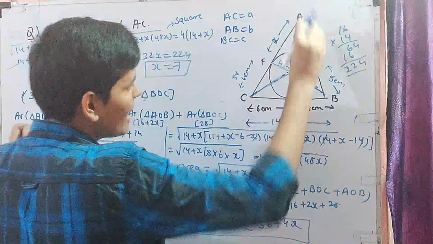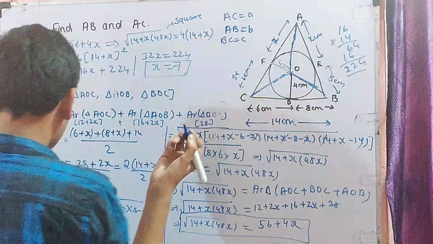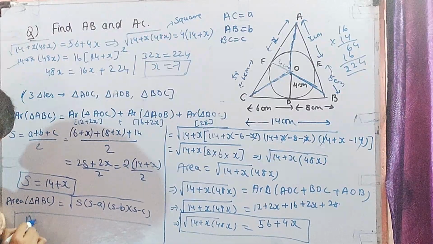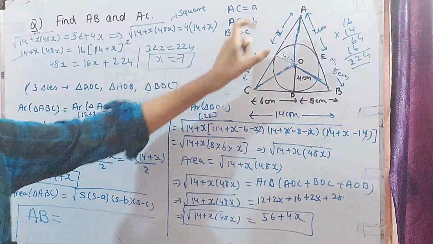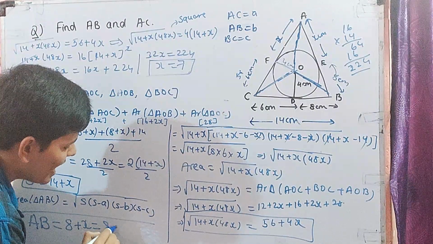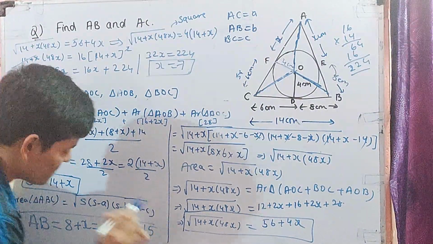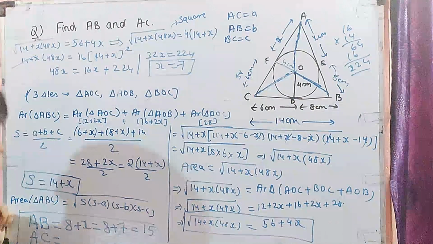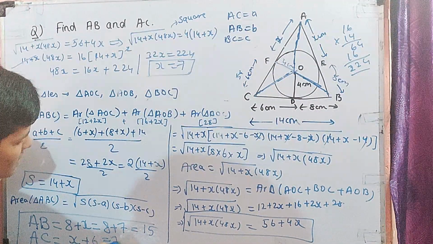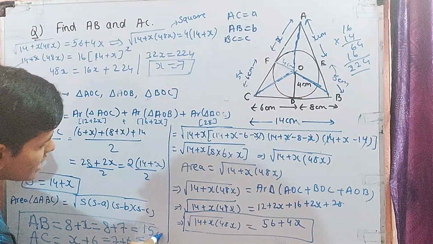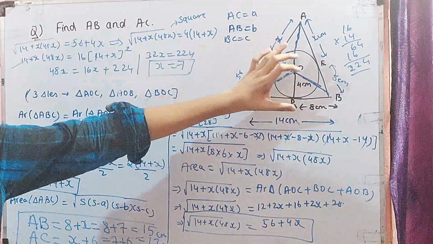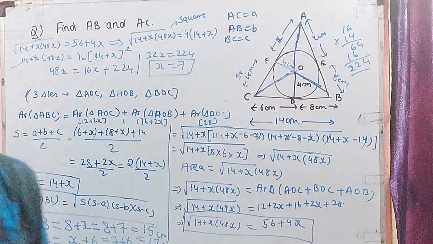Now we can take AB. AB is equal to x plus 8. So 8 plus x, that is equal to 8 plus 7, that is equal to 15. And AC is equal to x plus 6, that is equal to 7 plus 6, that is equal to 13 centimeter. Hence, we find that the value of AB is 15 cm and the value of AC is 13 cm.